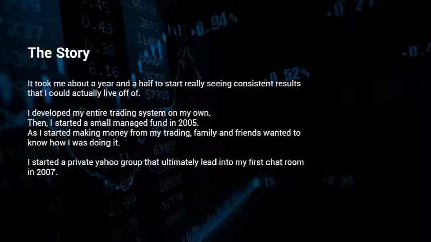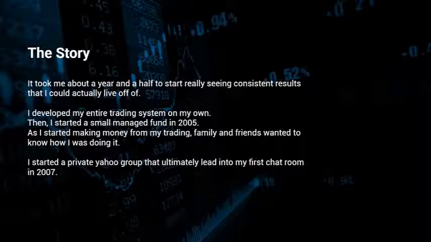I developed my entire trading system on my own, and in 2005, I started a small private fund. And as I started making money from my trading, my family and my friends wanted to know how I was doing it, so I started a private Yahoo group, and that ultimately led into my first chat room in 2007. In 2007, I opened up a website, and I started calling out trades during the London and New York session, and I started teaching my system as I was calling out trades to the people in my chat room. And right away, it was very profitable, very successful, just by itself with the signal service. But at that point, I had realized that I needed to make a trading course and put it online.